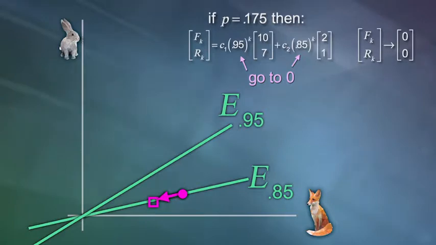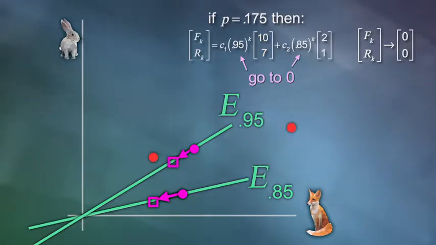Similarly, the 0.95 eigenspace, denoted by E sub 0.95 in the diagram, lies along the vector direction (10, 7). So the fox to rabbit ratio is 10 to 7 along this eigenspace. After a single time step, the population ratio will remain the same because it is an eigenvector, but both populations will be multiplied by a factor of 0.95. So both populations decrease by 5% each time step.